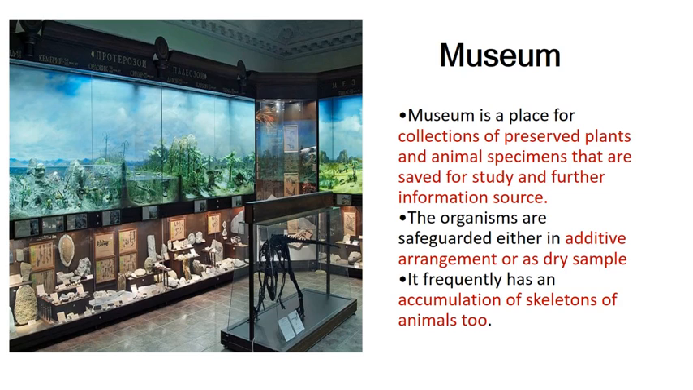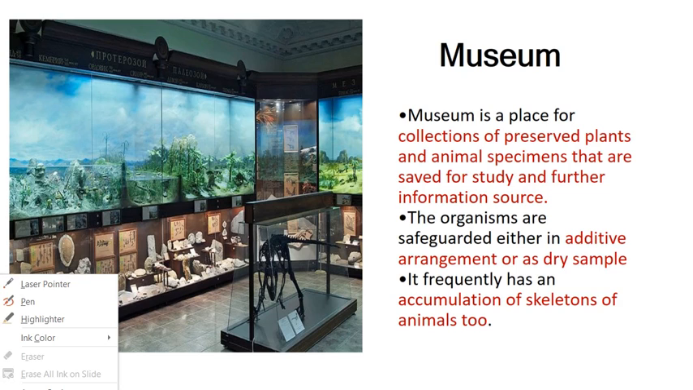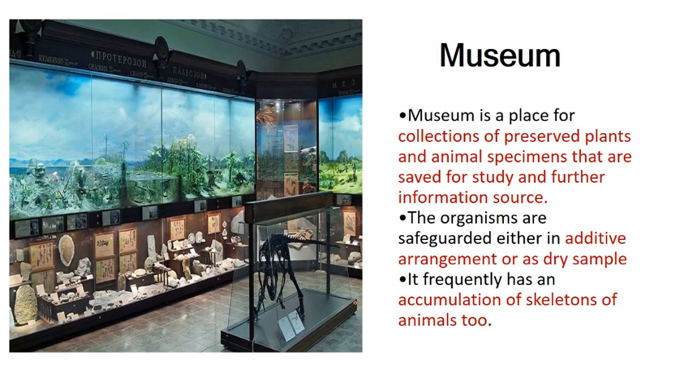Now the third taxonomical aid is the museum. A museum is a place where plants and animals are preserved, that are saved for study and as a further information source. They are safeguarded or protected or preserved either in an additive arrangement or as a dry sample, means either in a solution or as a dry sample. It frequently has an accumulation of skeletons of animals too. Sometimes the organisms are preserved in the form of skeletons.